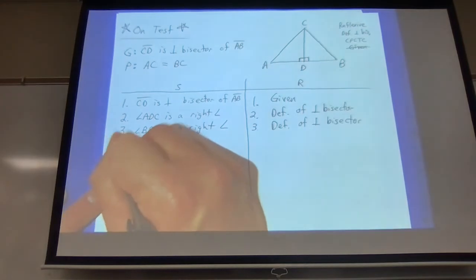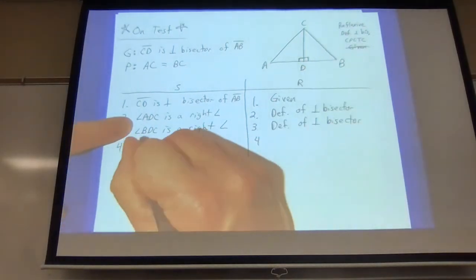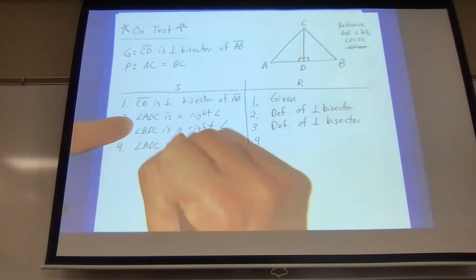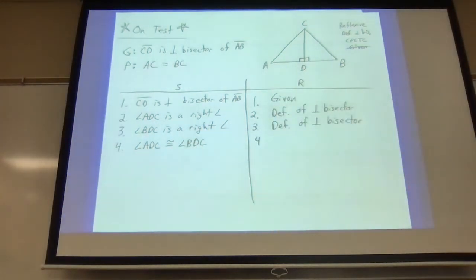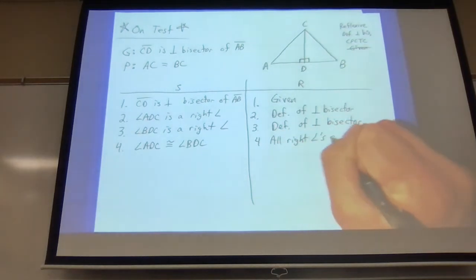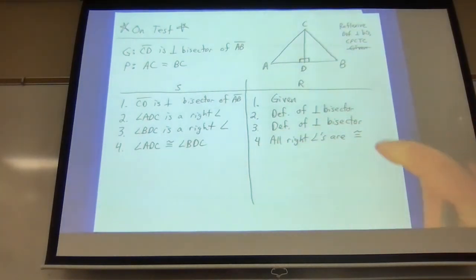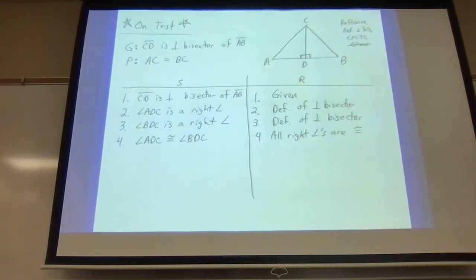So in step 4, we're going to have to say that those 2 right angles are congruent. Those 2 right angles are ADC and BDC. Those are going to be congruent to each other. Anybody remember from last chapter what the reason's going to be? All right angles are congruent. That is a step on that Alex proof. You will have to put that in there, so might as well get used to putting that in there right away.